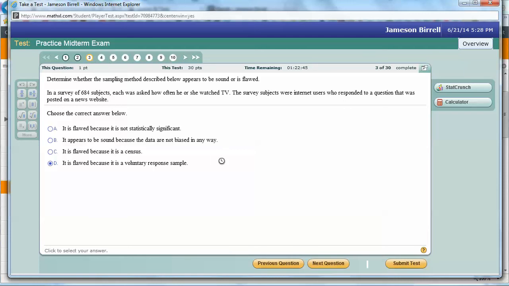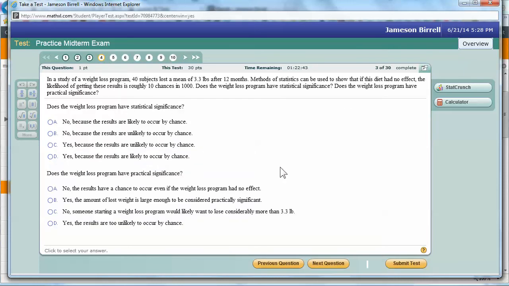I think we have time for one more in this group of questions. I don't want these to go too long. In a study of a weight loss program, 40 subjects lost an average, or mean, arithmetic mean is what they mean there, an average of 3.3 pounds after 12 months.